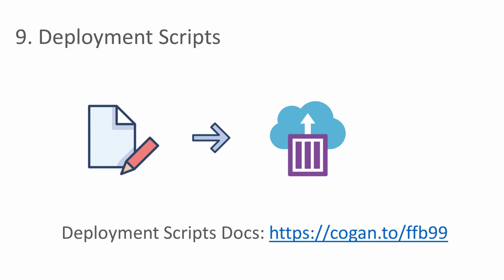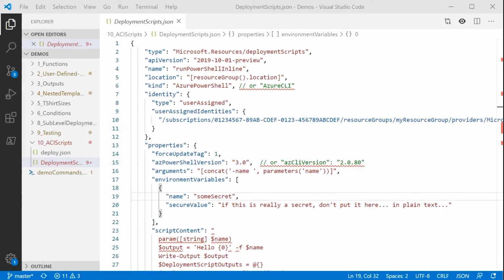Let's have a quick look at how you configure one of these scripts. Here we have an example of using a deployment script within a template. So this is just, again, another resource. This time it's Microsoft.Resources/deploymentScripts. And there's a few resource-specific things we're going to define. Firstly, kind, which has to be either Azure PowerShell or Azure CLI. That determines the type of script you're trying to run.